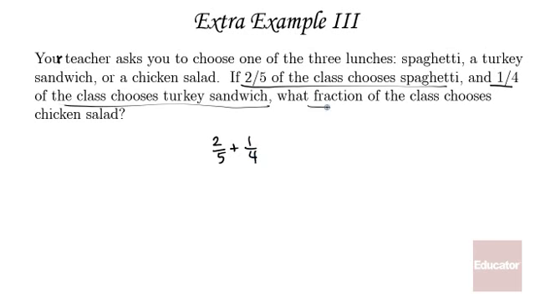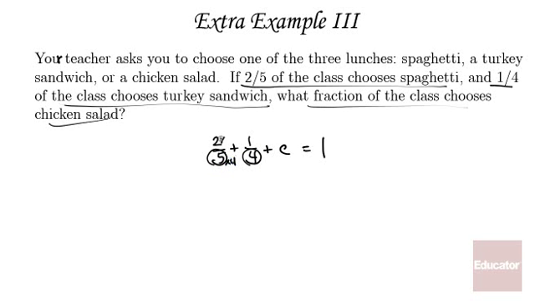What fraction is choosing the chicken salad? What we don't know is the chicken salad, so let's call that C. And if we add up all the portions, that will equal the 1 whole, the entire class. So first let's add these 2 fractions. And we need to make the denominators the same. They can both be 20.